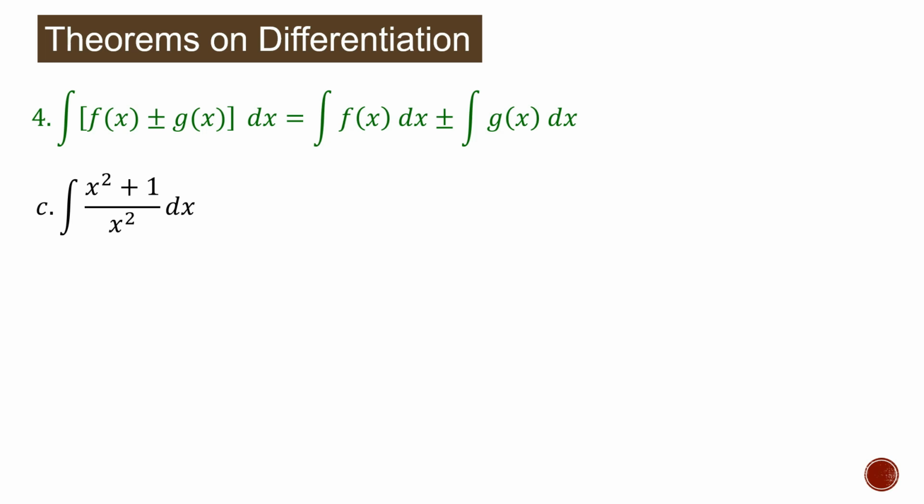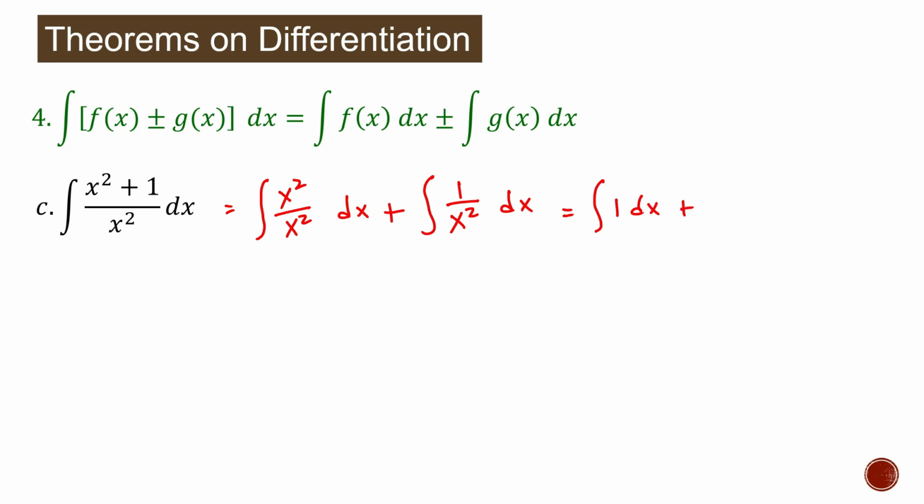And here, it's not obvious that we can use theorem number 4, but watch this. I'm going to separate that x squared plus 1. So if we do that, this will just be x squared over x squared dx plus 1 over x squared dx. You see that? And then this will just be equal to 1 dx plus x raised to negative 2 dx.